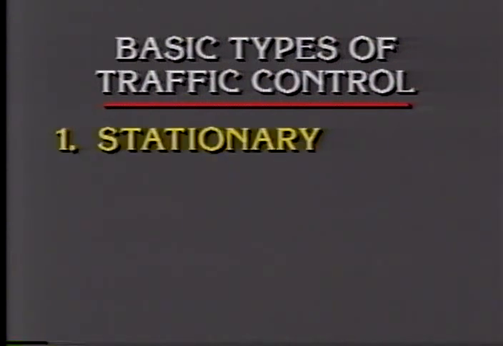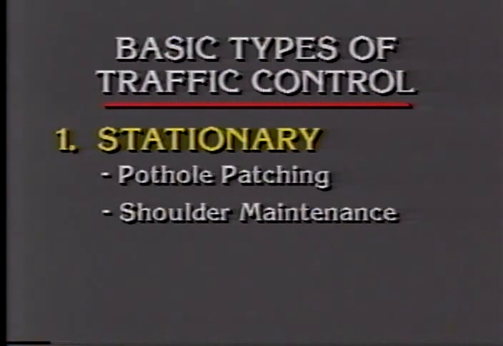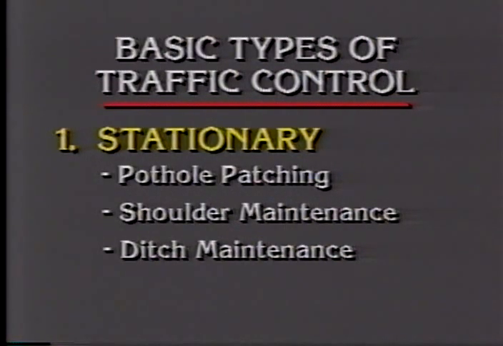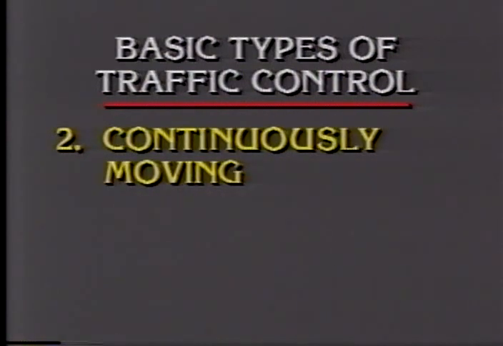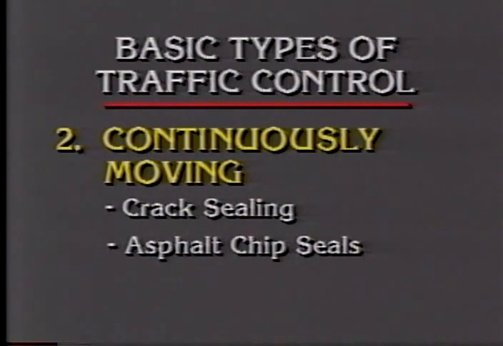In pavement structure repair techniques, the operations require two basic types of traffic control. Number one, a stationary or very slow-moving activity that is essentially stationary. This includes pothole patching, shoulder maintenance, and ditch maintenance. And number two, a continuously moving activity. This includes crack sealing and asphalt chip seals.